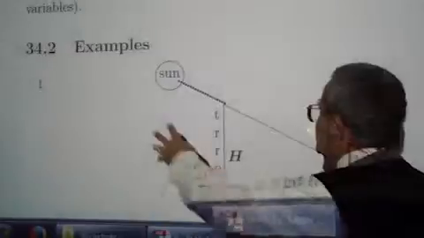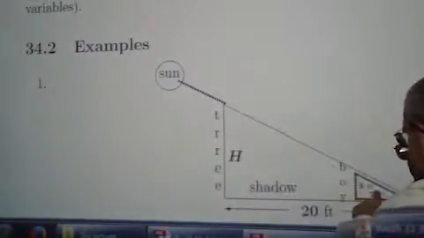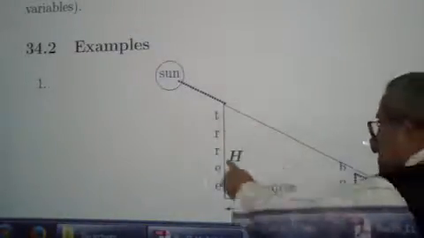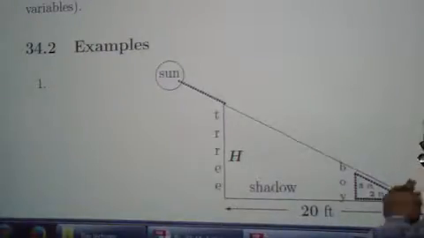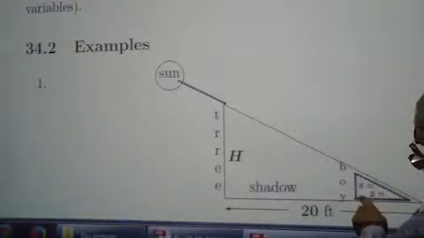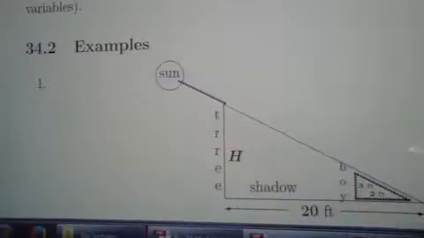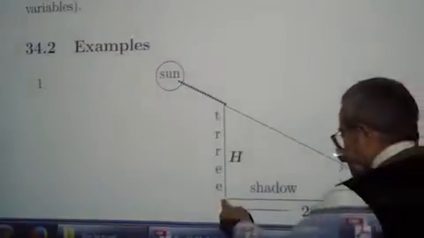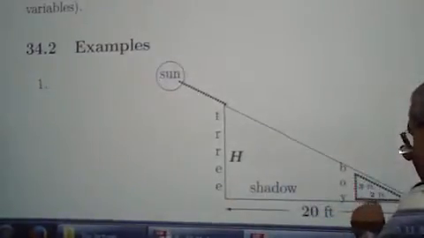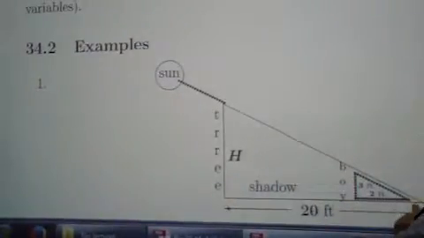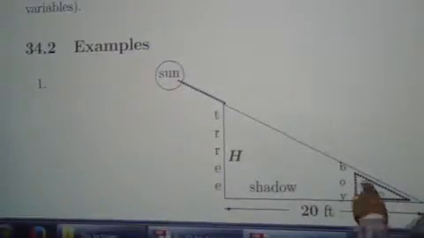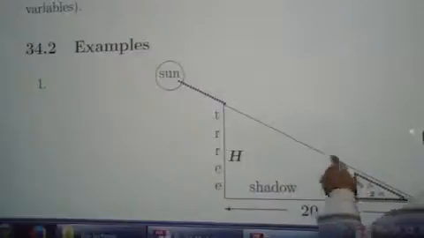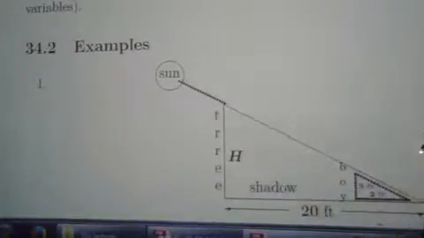Suppose you have the sun, which creates a shadow for a tree. The shadow of the tree is 20 feet, and the shadow of the boy is 2 feet. These two triangles are similar. There is a right angle here and a right angle here, the same angle in the small and the big triangle, and that leaves the same measure for this angle and that angle. So the triangles are similar.